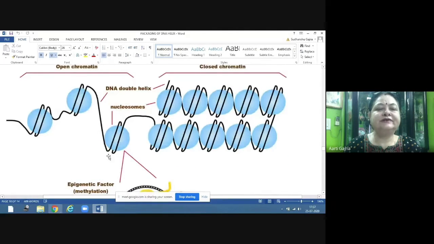Now see this. This is the twice-wrapped DNA, and these are histone octamers. If these histone octamers are very closely associated with each other, then it is closed chromatin, and if they are slightly away from each other, it is open chromatin.